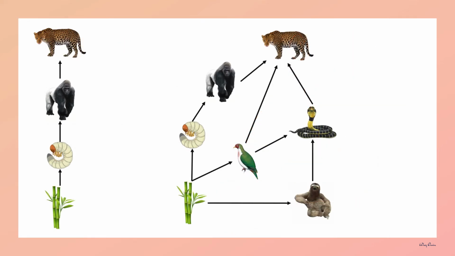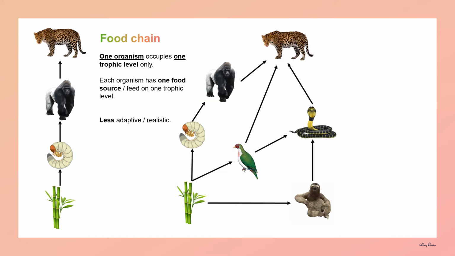As a summary, a food chain means that one organism occupies one trophic level. So if we study ecology, each trophic level usually refers to one organism, and these organisms are always the food source for the next trophic level. Like this example, bamboo is the food source for the grubs, and the grub is the food source for the next level. So each organism has one food source.